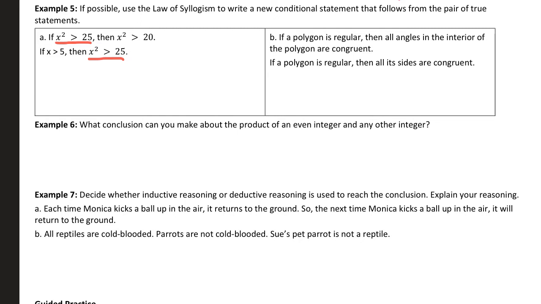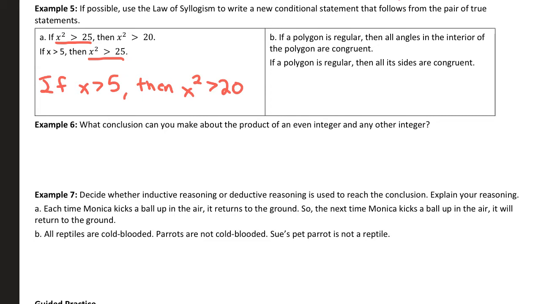So the new statement I would write is, if x is greater than 5, then x squared is greater than 20. So we can imply that based on the conclusion of one statement being the hypothesis of the other. That's all the law of syllogism is telling us. If the conclusion of one statement is the hypothesis of the other, we can write those two statements as one, okay?